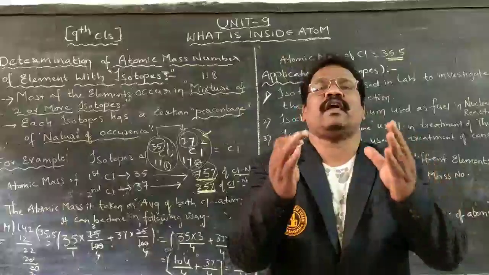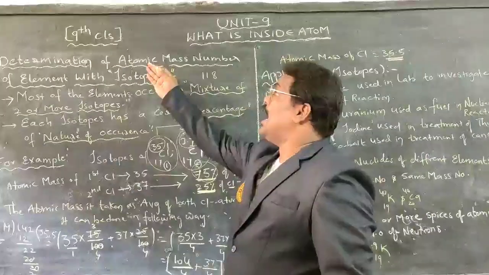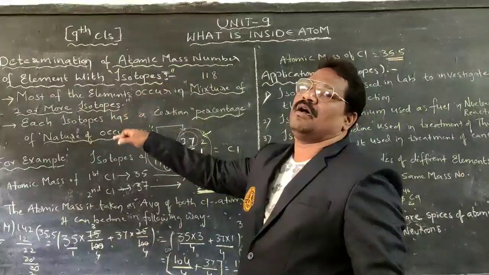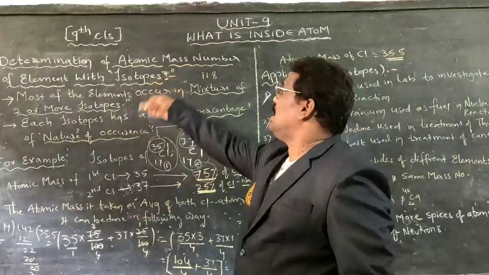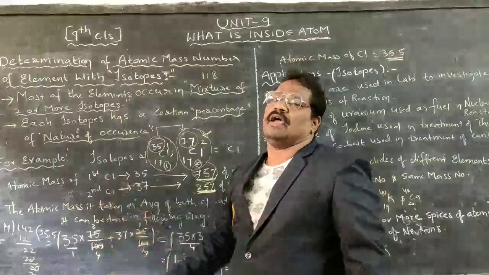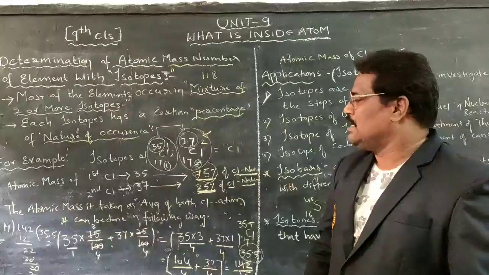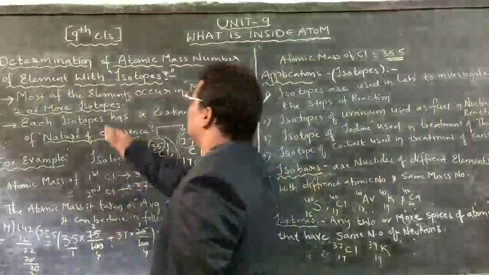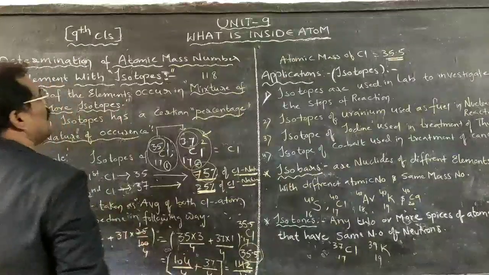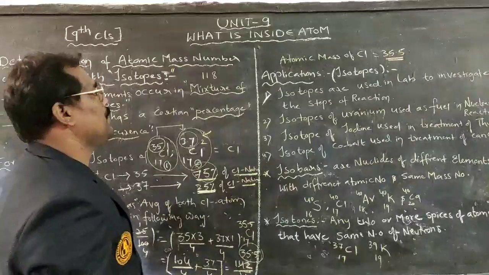In this way, we can calculate the atomic mass number of an element with isotopes. This is the determination of atomic mass number.